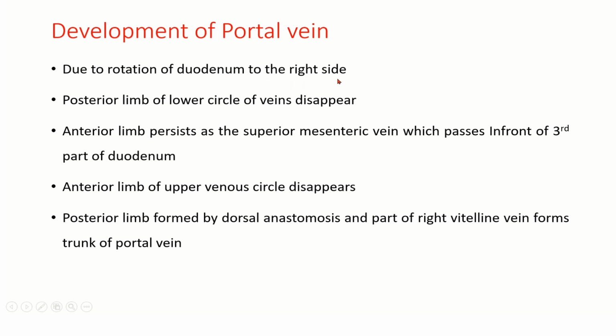Due to rotation of the duodenum to the right side, the posterior limb of the lower circle disappears. The anterior limb persists as the superior mesenteric vein, which passes in front of the third part of the duodenum. Then the anterior limb of the upper venous circle disappears. The posterior limb is formed by the dorsal anastomosis and part of the right vitelline vein. So all these form the portal vein.